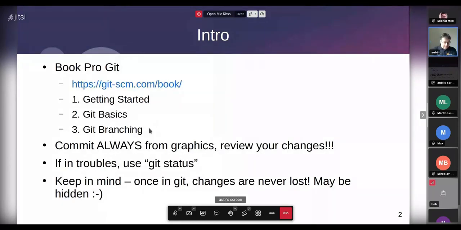If you remember working with Subversion or CVS, you remember that branching was something very, very difficult, and actually I never did it before Git, and I started to love it when I started to work with Git. So reading these three chapters is a must have, and we always said any newcomer reads these chapters, and until then you are not allowed to touch Git. Yeah.